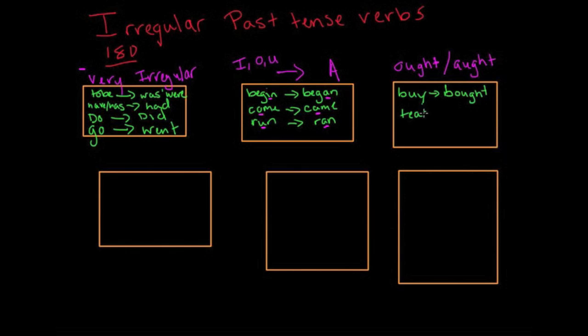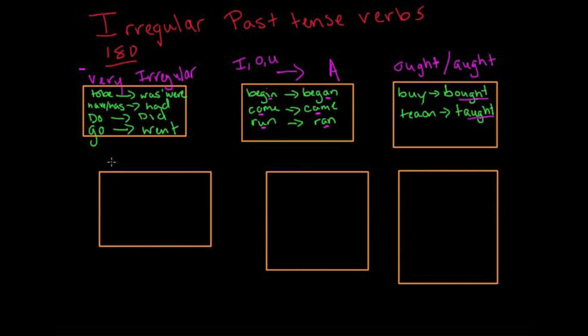Teach changes to taught. Again, notice the pronunciation, there's no hard G sound. Buy, bought, teach, taught. So that's when we add this combination of letters to the end.